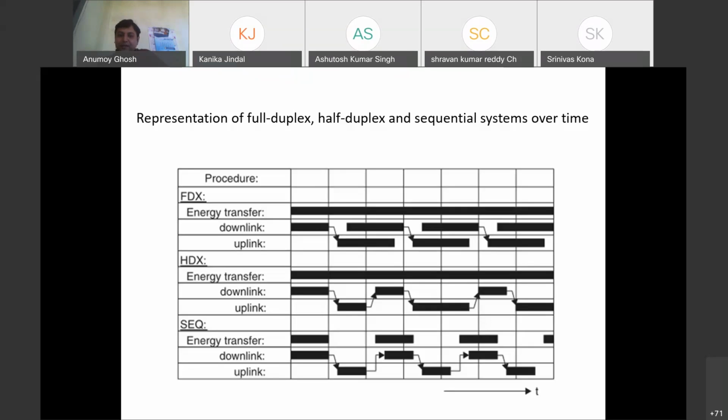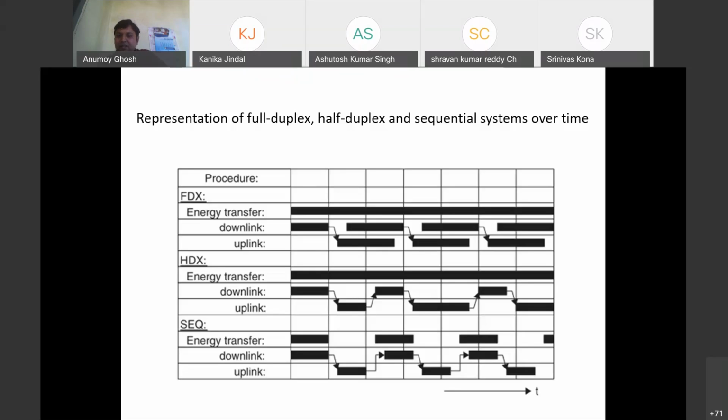In half duplex, the energy is continuously being emanated by the reader antenna. But see, when the downlink packet is sent, the uplink packet is not sent. After the downlink packet ends, the uplink packet is sent. Okay, so that is the half duplex.